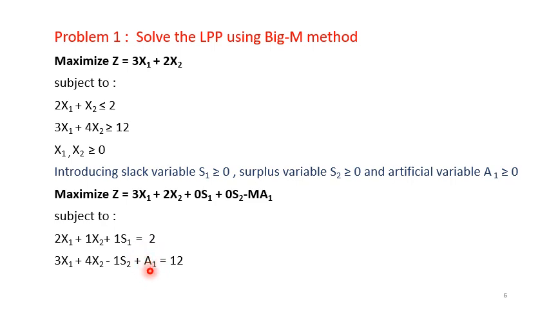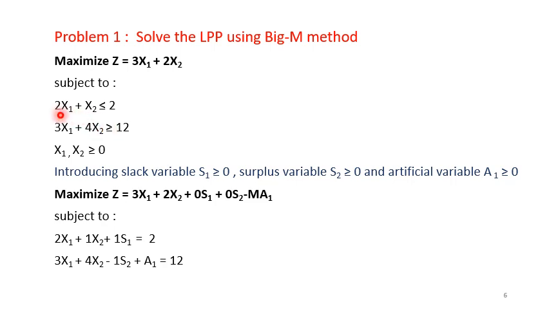So always remember, whenever there is a greater than or equal to sign in the constraint, you will first introduce a surplus variable with a coefficient of minus 1 and an artificial variable with the coefficient of 1. Since this is the first artificial variable in the entire LPP, you are representing it by A1. There is only one artificial variable. An artificial variable will not come whenever the sign is less than or equal to. An artificial variable and a surplus variable will come when there is a greater than or equal to sign.